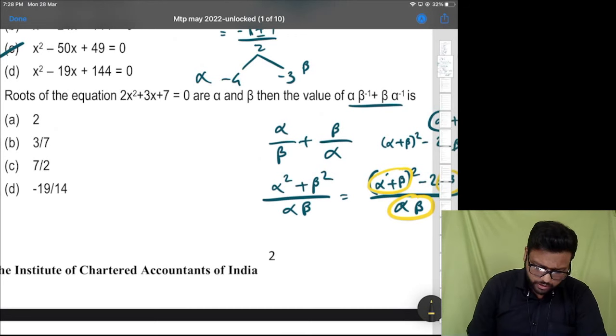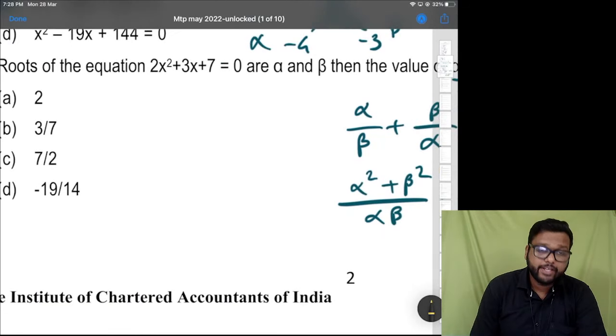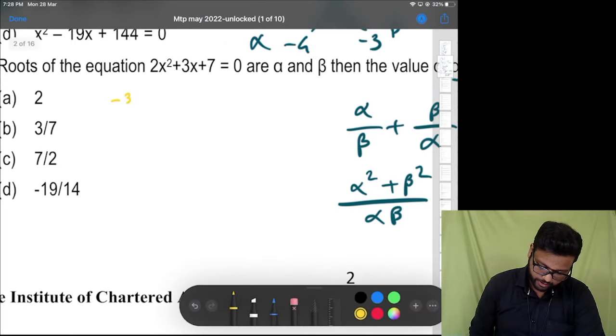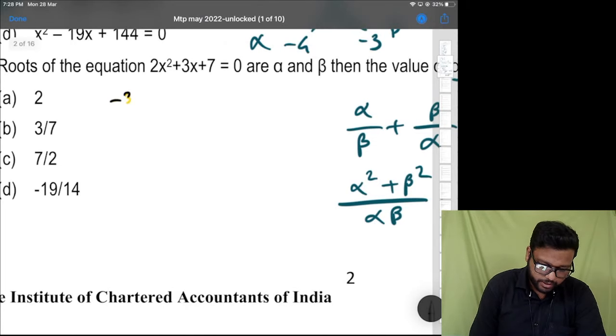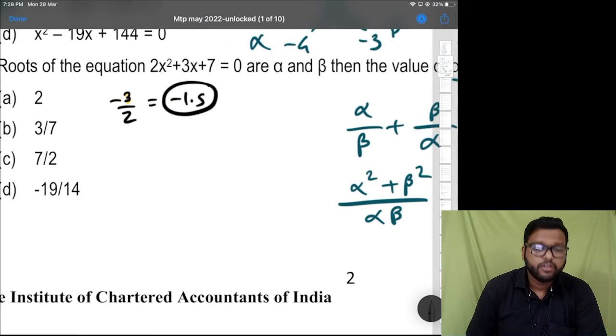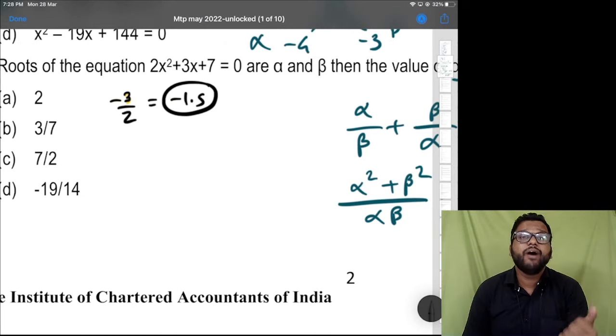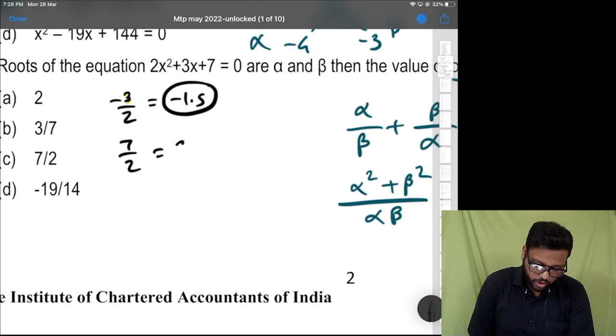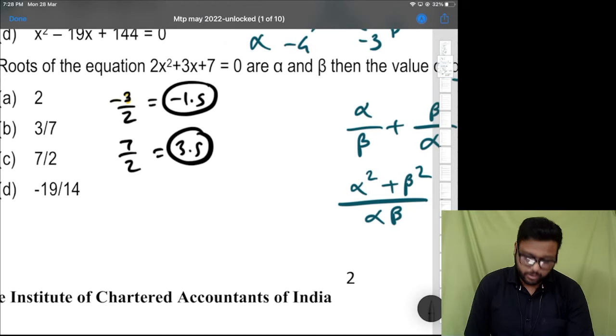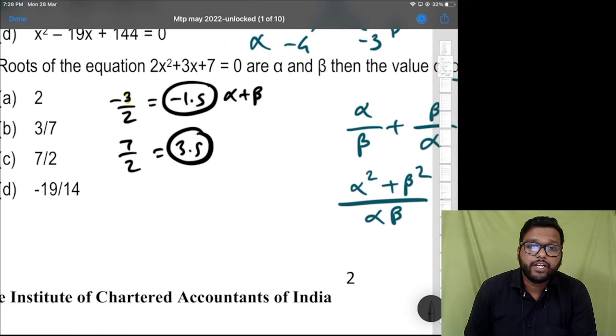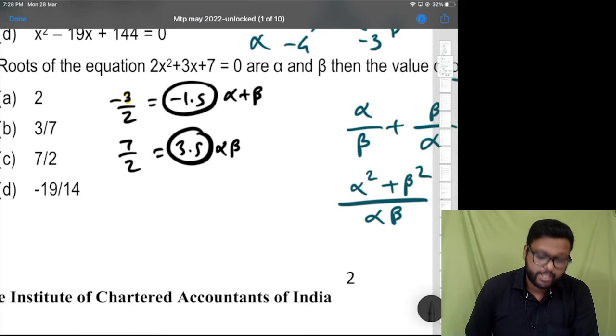Okay, so we know sum of roots is what? Minus b by a, that is minus 3, sorry, let me change the color. Sum of roots is minus 3 by 2, that is minus 1.5. Product of roots is what? C by a, that is 7 by 2 or 3.5. So sum of roots alpha plus beta is minus 1.5 and alpha into beta is 3.5.